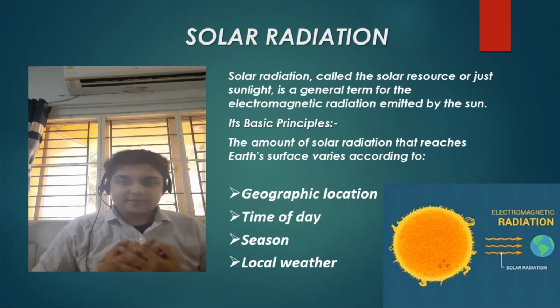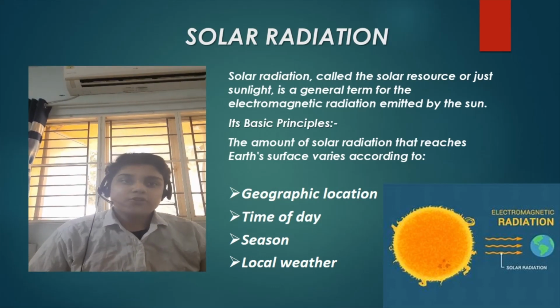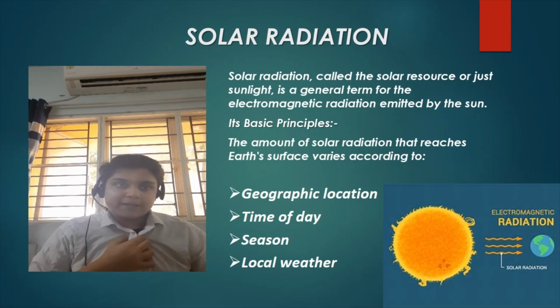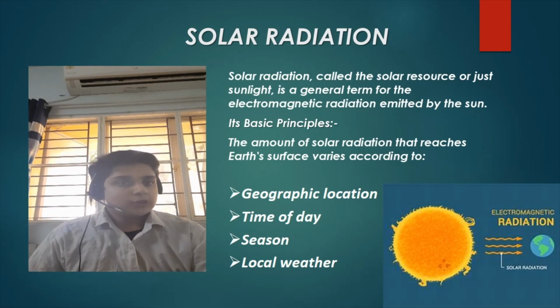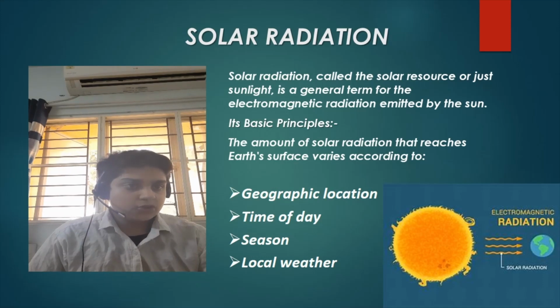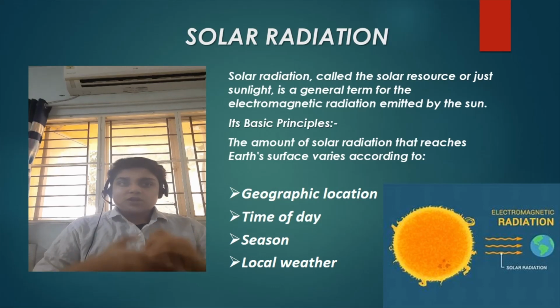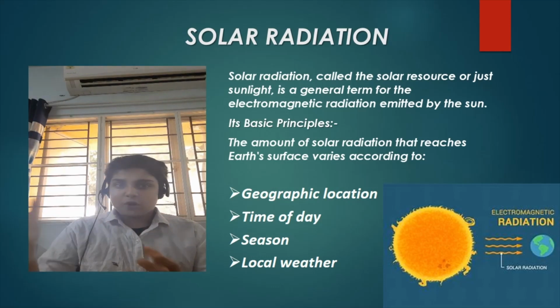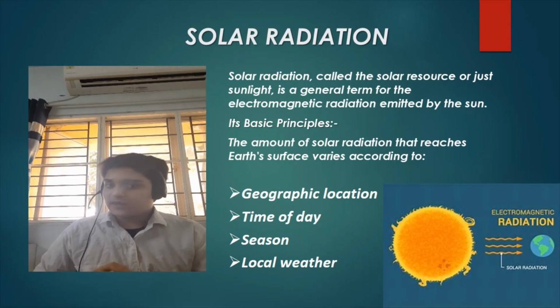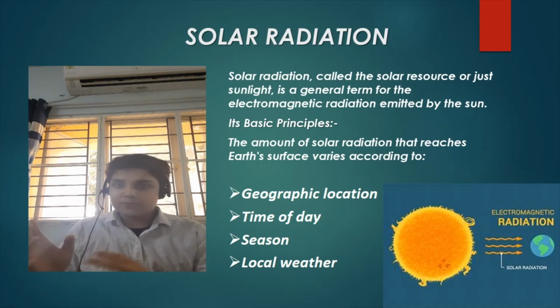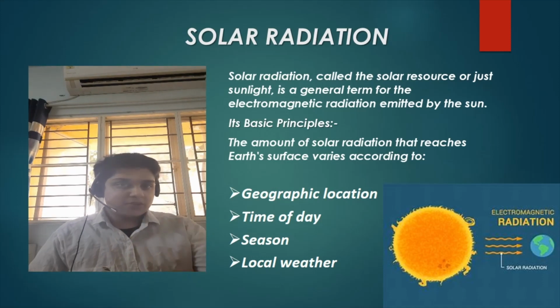Hello everybody, this is Aditi G from class 8A. Today on project day, we are going to be telling about solar radiation, some of the basic principles. Solar radiation, called solar resource or just sunlight, is a general term for the electromagnetic radiation emitted by the sun. As you all know, the sun produces sunlight which falls on the earth. We take that sunlight as energy to make solar power. As we can't depend on hydro dams for all electricity, we can take from the sun.